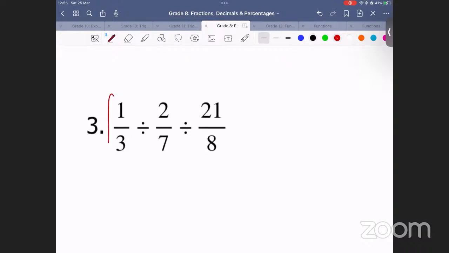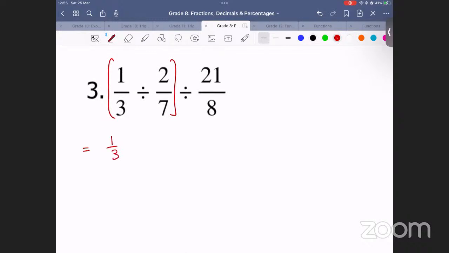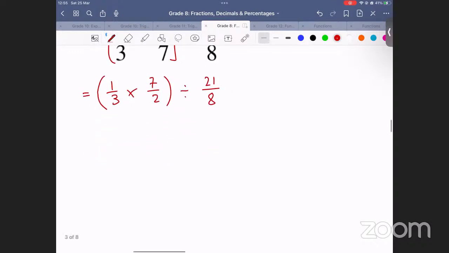Okay, so I'm going to do this one first. 1/3 divided by 2/7. This is going to become 1/3 times 7/2. Tip and times. So now I can multiply in a straight line. There's nothing to simplify. It becomes 7/6.